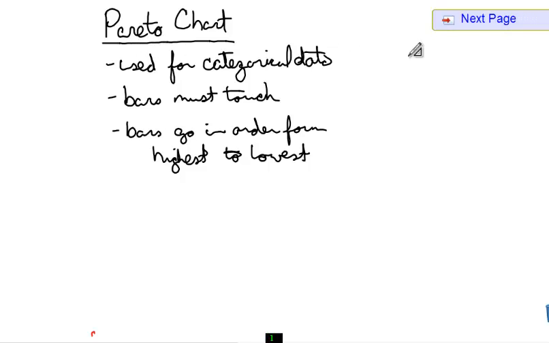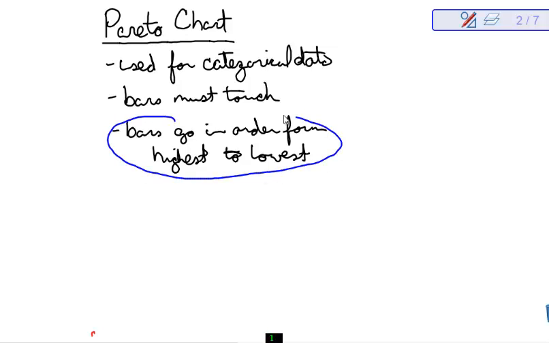Another way is what we call a Pareto chart. A Pareto chart also is used for categorical data. Here the bars must touch just like in a histogram. So the bars are going to touch, and we do have to make sure that we take note of this fact right here. The bars must go in order from highest to lowest.